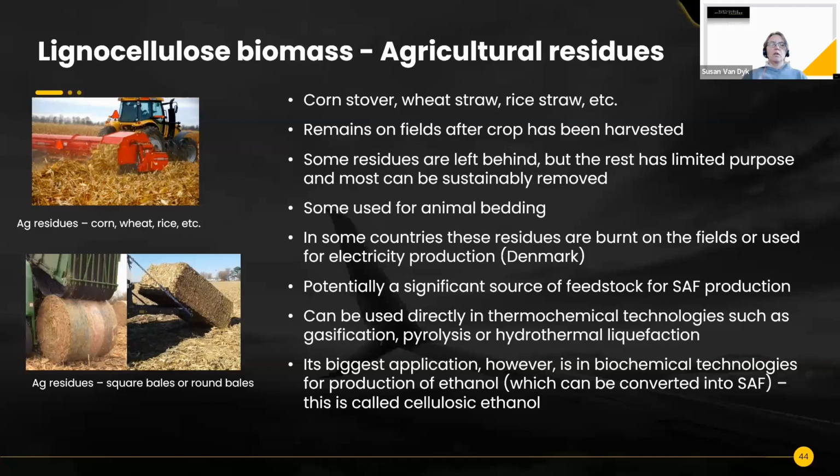Then looking at the agricultural residues. So here we, for example, look at corn stover, wheat straw, rice straw, which remain on the field after the crop has been harvested. So some residues have to be left behind to restore carbon to the soil, but the rest has a limited purpose, and most can be sustainably removed. And in many countries, they actually just burn this on the field. For example, with rice production, because they want to plant immediately again after the harvest, they just burn the residues.